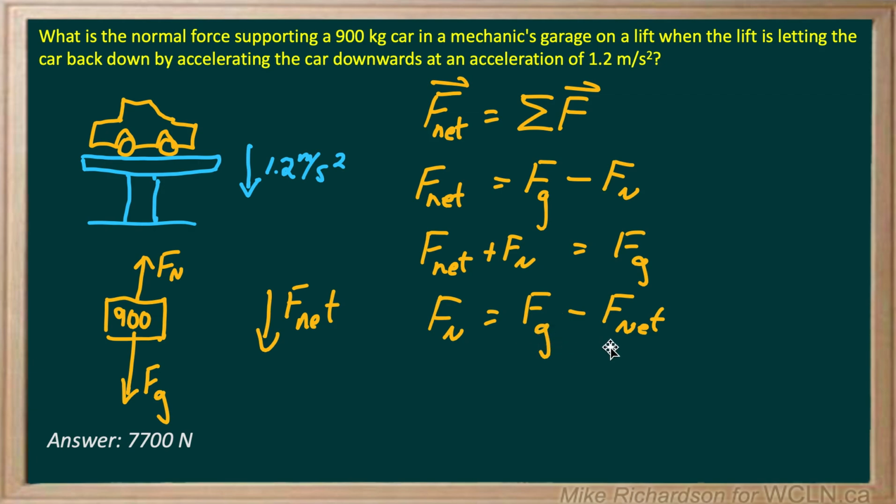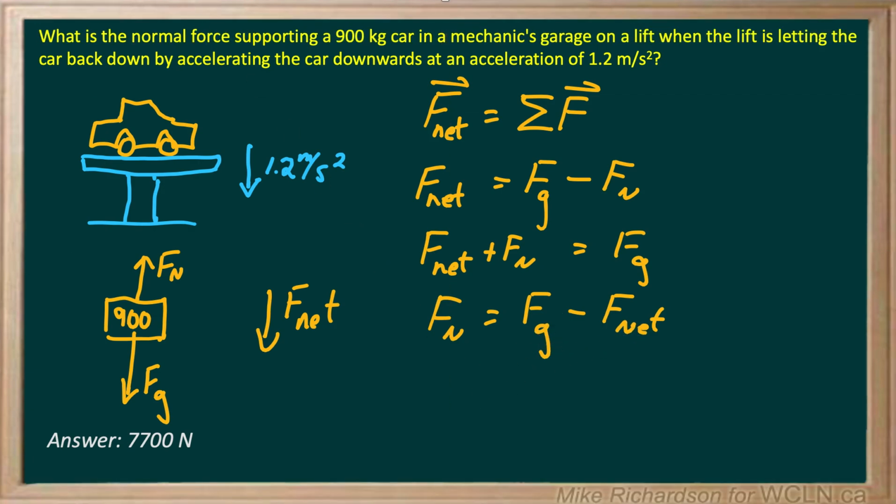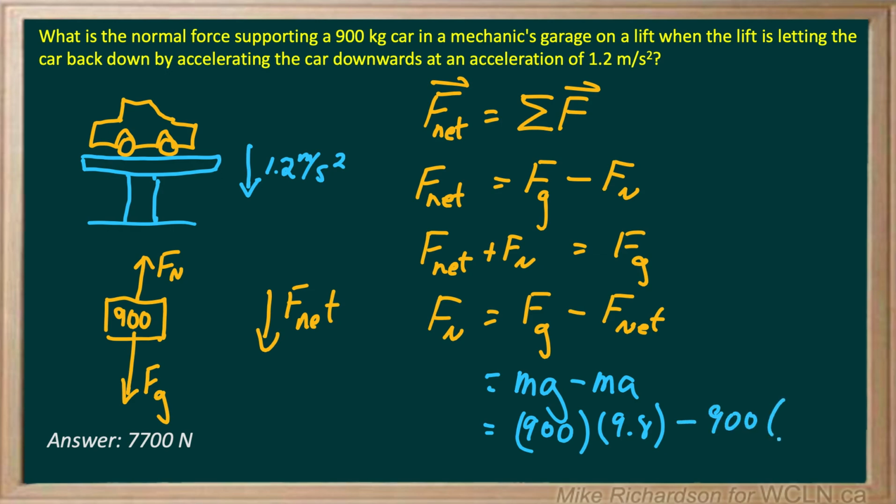Now we have equations for Fg and equations for F net, so it shouldn't be a problem finishing off the question. Okay, Fg is mass times gravity, F net is ma, and we simply plug in our numbers. 900 times 9.8 minus 900 times my acceleration, which is 1.2. And again, don't put negative 9.8 in. You've already defined all the signs at this step right here. So when we crank that out, we end up getting normal force of 7,700 newtons.